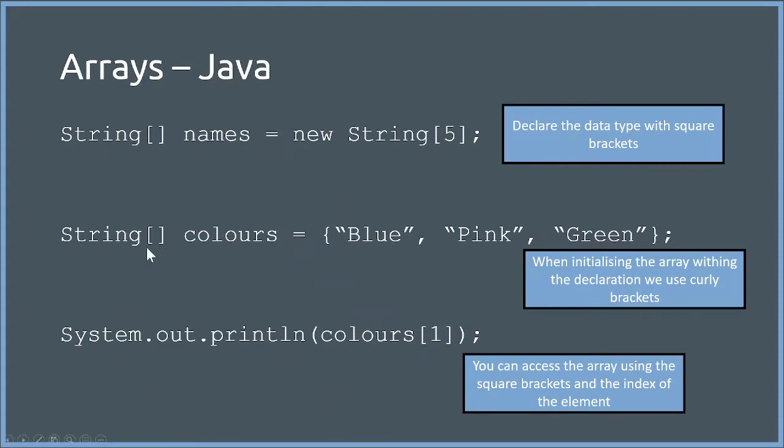Going down to the next example, we've got a string array of colours and I have declared the starting values blue, pink, green. That fixes the size of the array to 3, but I can always change the values on the inside. Let's say I want to print out one specific colour from that array. You can see I've put system.out.println colours 1. That will print out whatever's at position 1, which in this case would be pink because it goes 0, 1, 2.